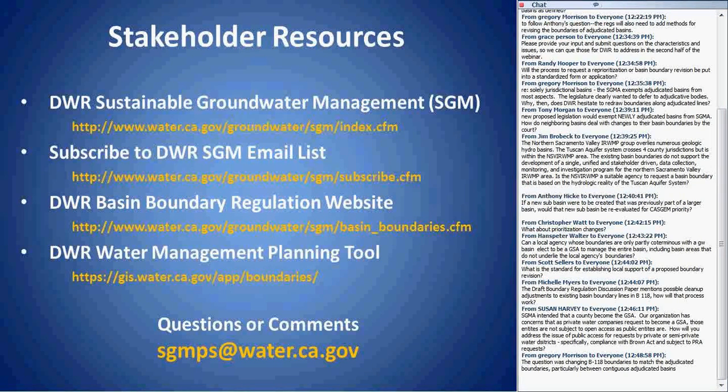Will the process to request a reprioritization or basin boundary change be a standardized format? The process to change a basin boundary will be a standardized format as written in the regulation. The regulation will be the rules of the game, describing the type of information required to justify a basin boundary change, and the criteria that will be used to assess that information. As to reprioritization, I mentioned in the presentation that the new law requires that any time a basin boundary is changed, the basins need to be reprioritized. The basin boundary revision process and the prioritization process are now linked.